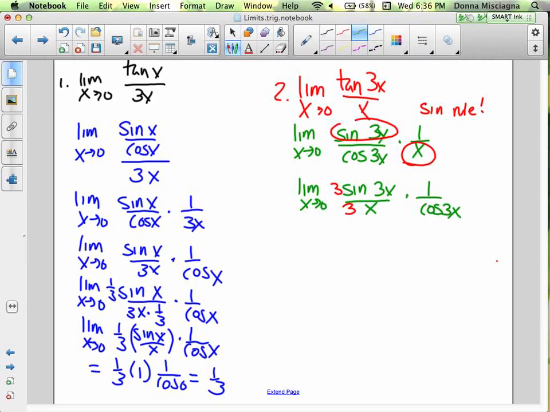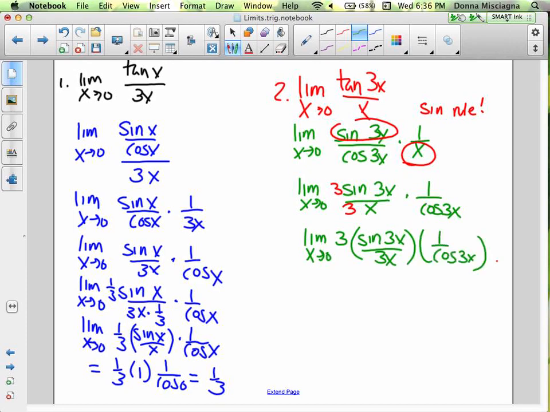See, I use a little less steps over here. We combined a couple of them. We did fine. So we're going to have this part over here. Actually, I'll write this one more time just to make sure it's clear. So we've got a 3 times a sine 3x over 3x times a 1 over cosine 3x.